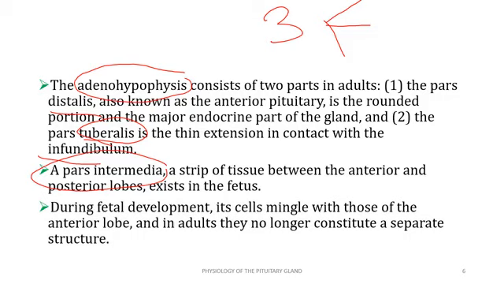But in the adult, the pars intermedia, or the middle lobe, fuses together with the anterior lobe. That's why the pituitary of the adult has only two lobes, anterior and posterior.